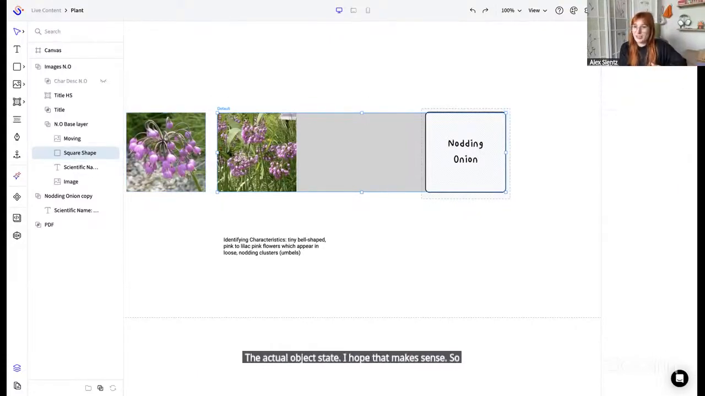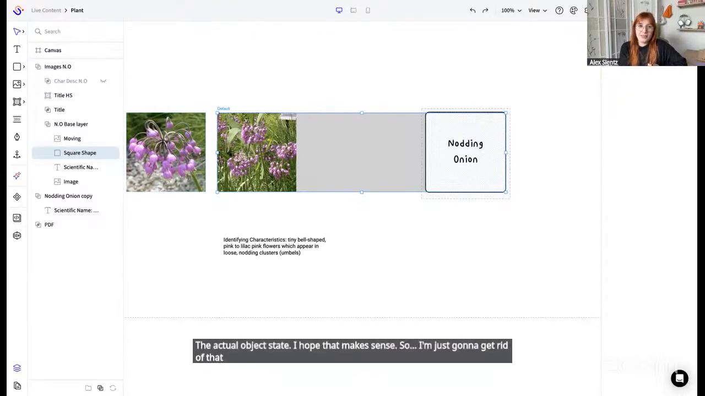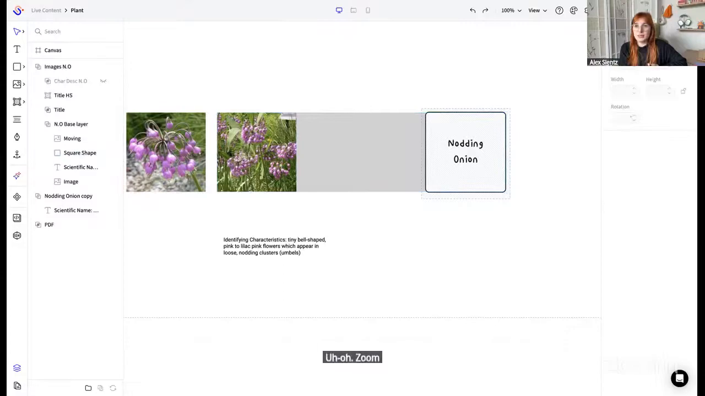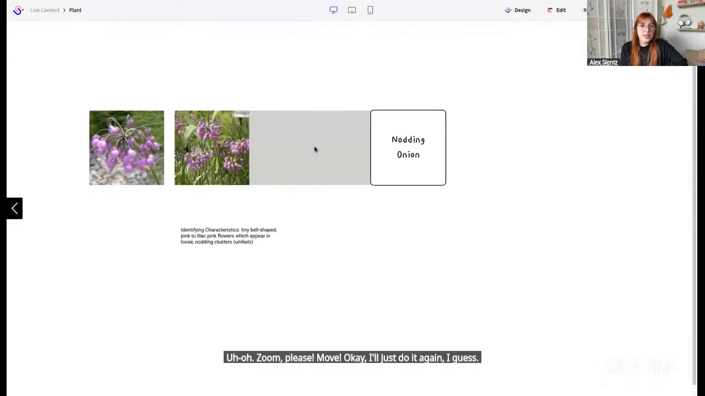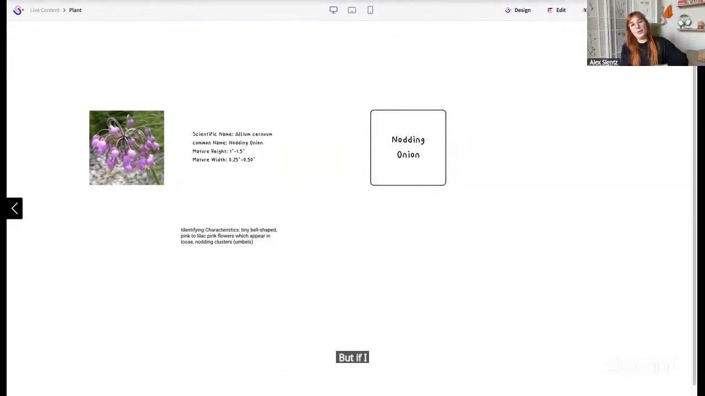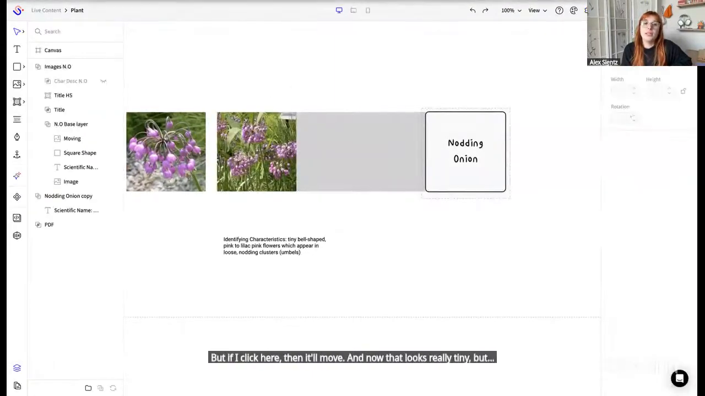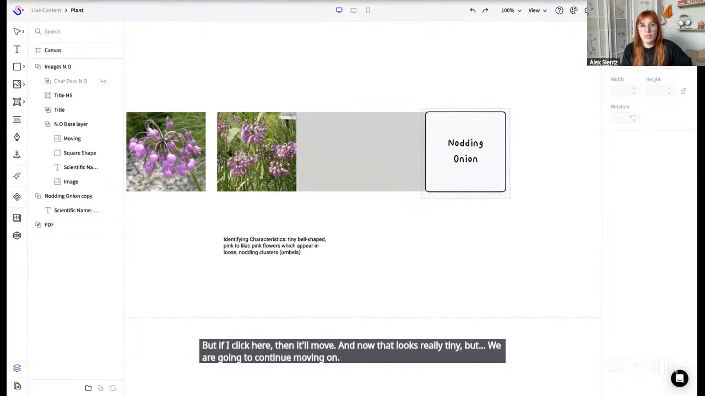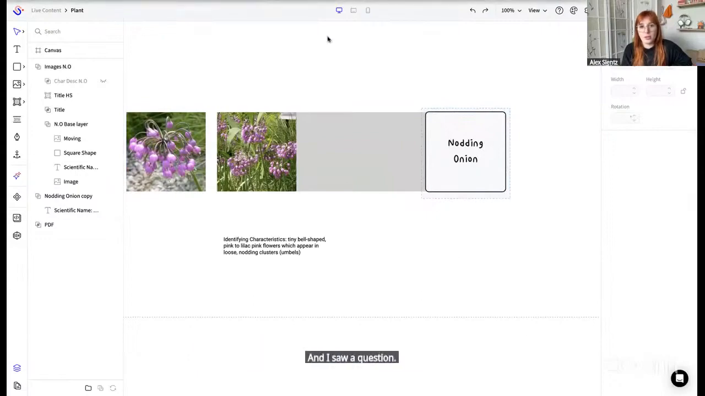So I'm just going to get rid of that. That way. Uh-oh. Zoom, please move. Okay, we'll just do it again, I guess. So now I can click on these two and it's not going to move. But if I click here, then it'll move. And now that looks really tiny, but we are going to continue moving on. And I saw a question. Did I?